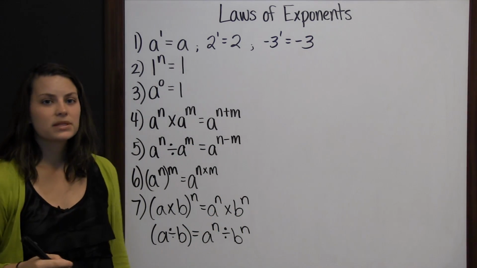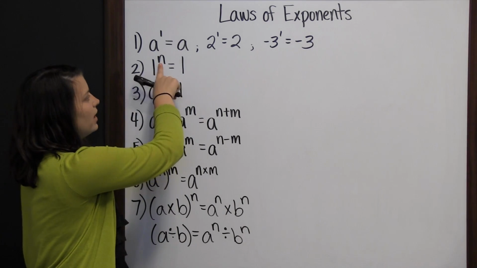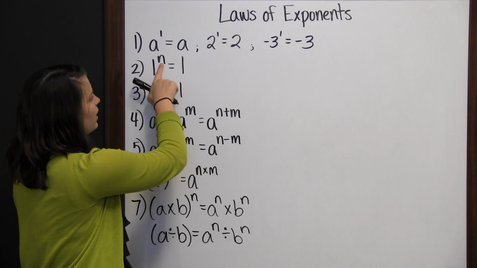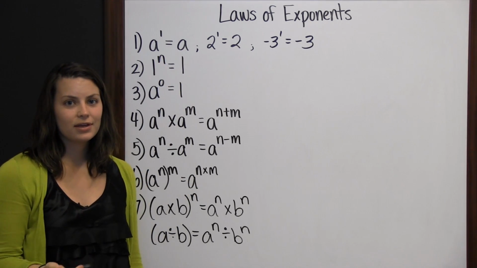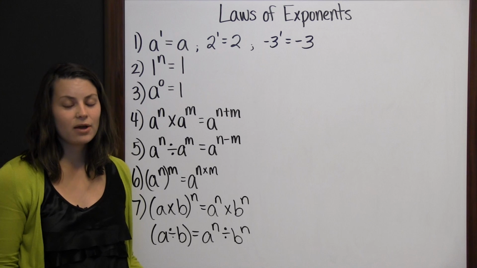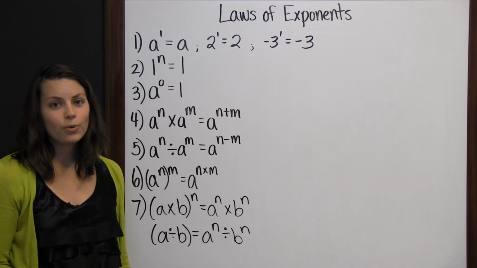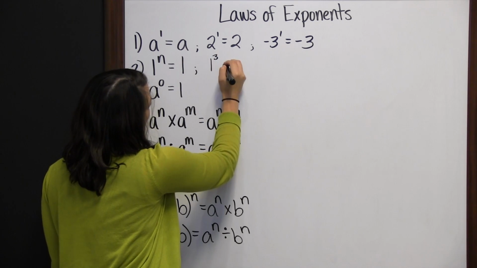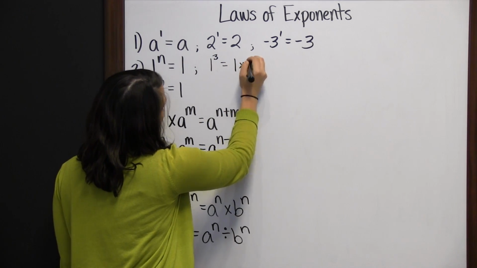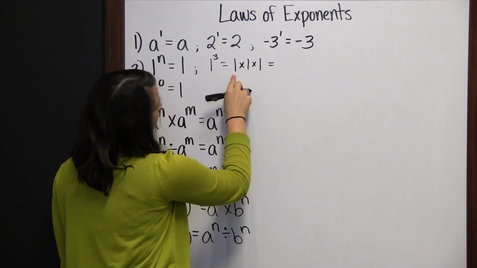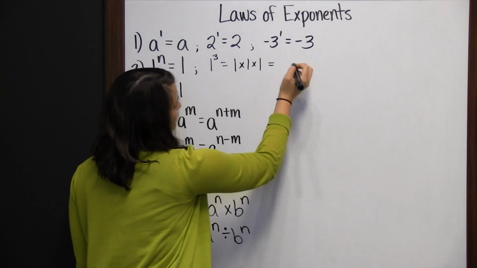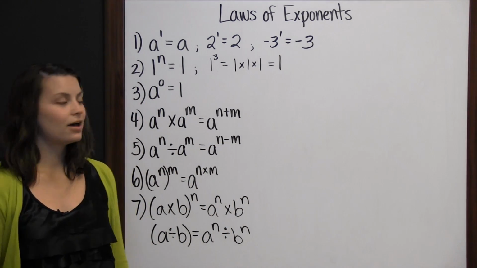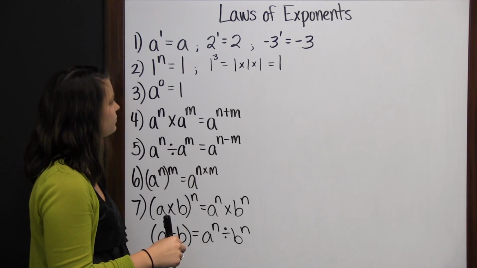The second rule says that 1 raised to any power is 1. Because all you're doing is multiplying 1 times itself, and no matter how many times you multiply 1 times itself, it'll always be 1. So for instance, like 1 to the third power, that means 1 times itself 3 times. 1 times 1 is 1 times 1 is 1. So it doesn't matter how many times you multiply 1 times itself, you'll always get 1.